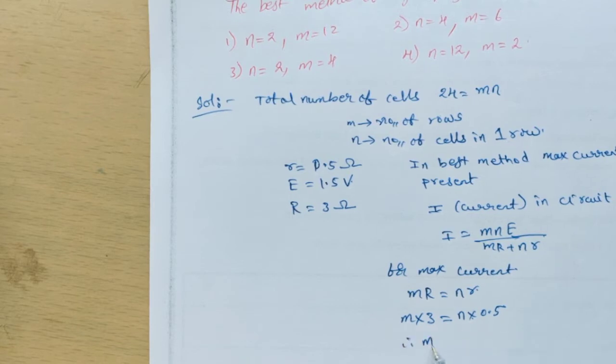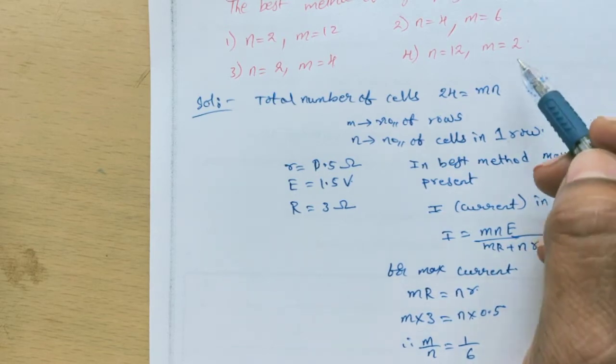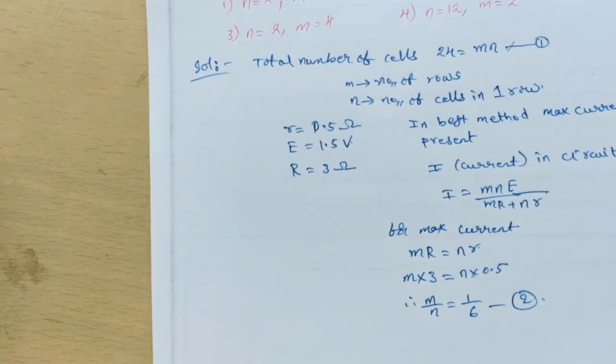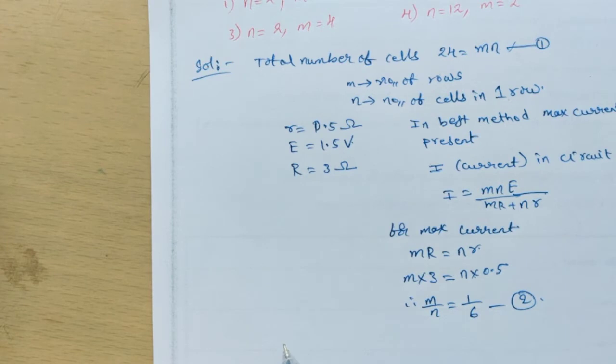Therefore we can get m by n value is equal to 1 by 6. Okay students, let this one be equation 1 and this one equation 2. How many equations have we observed? Two equations. So multiplying 1 into 2, we represent mn into m by n is equal to 24 into 1 by 6.